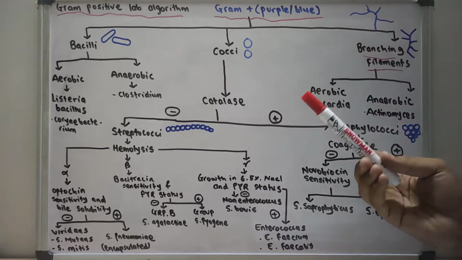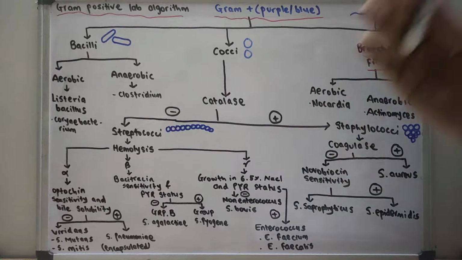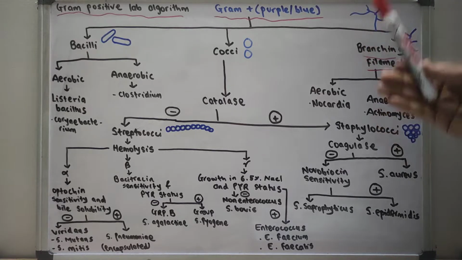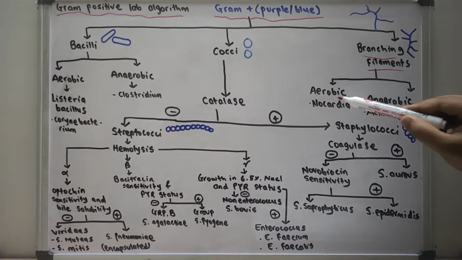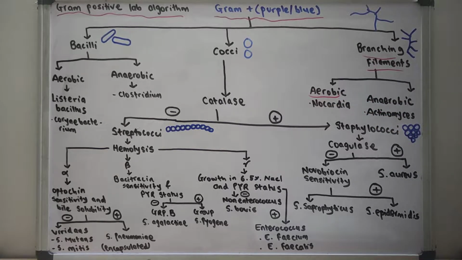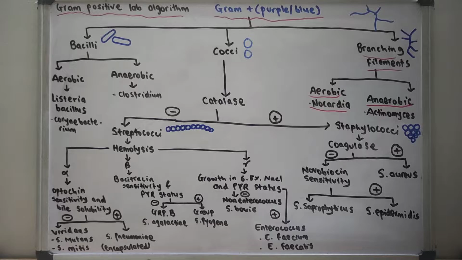So you see the bacteria after the gram stain that has purple or blue color and it has branching filament. So you immediately know that it is branching filament gram positive bacteria. And there could be two types in the branching filament. There could be the aerobic branching filament gram positive bacteria, and there could be the anaerobic branching filament gram positive bacteria. The aerobic branching filament gram positive bacteria are Nocardia species, and the anaerobic gram positive branching filament bacteria are Actinomyces. So these are the examples of the branching filaments.